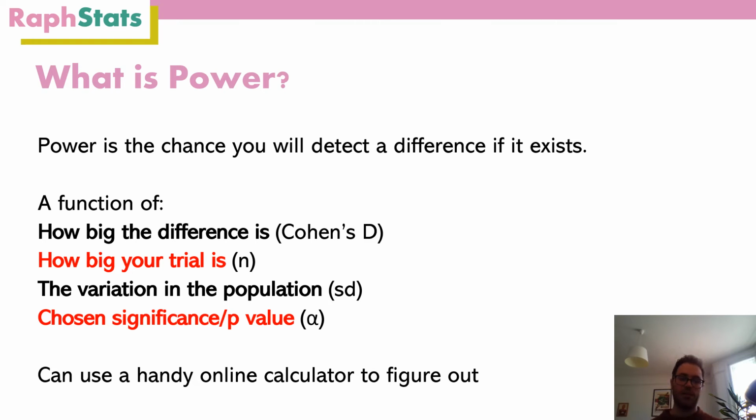So we talked about how power is a function of all these different things, but the one thing really that we can change is how big our trial is and our chosen significance value. But actually our chosen significance value is relatively fixed. 0.05 is just the one that people tend to adopt. So how big our trial is is the main way that we influence power, and bigger trials mean better power.